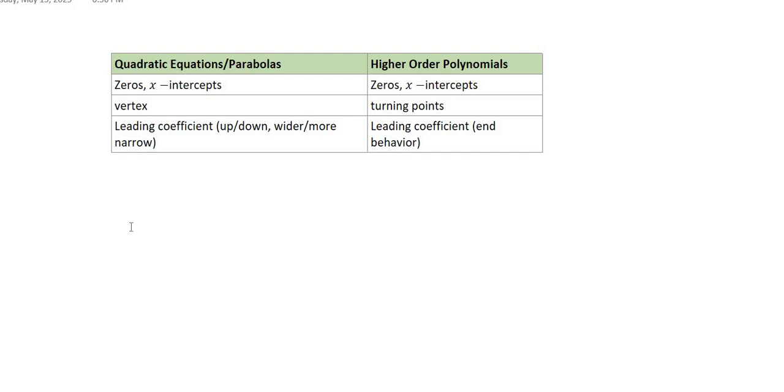In this section, we're going to be looking at graphing with higher order polynomials. And again, I want to relate what we've done before with parabolas to what we're about to do with higher order polynomials. Looking at zeros and intercepts, looking at turning points. When we talk about parabolas, they're usually called a vertex. And we're also going to look at the leading coefficient and how that affects the behavior of the graph.